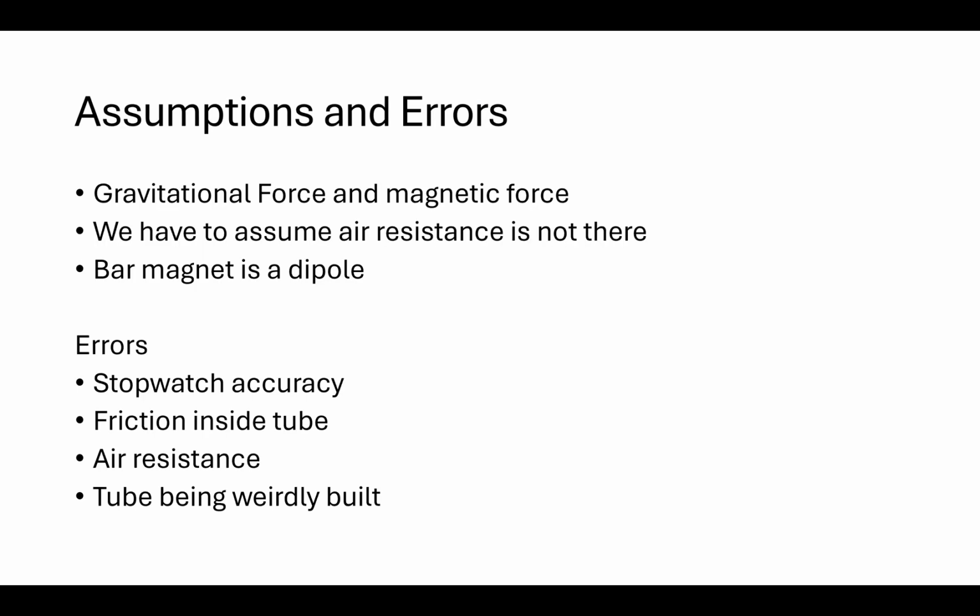For the assumptions and errors, we had to assume that gravitational force and magnetic force all played a part. We also had to assume that there was no air resistance and that the bar magnet was acting like a dipole. For the errors, we know that the stopwatch accuracy was not accurate, as humans are not the best at that. We got friction inside the tube, and while we were doing the lab, the bar magnet kept hitting the tube, and sometimes it would get stuck. So that was actually ruining our lab, and it got kind of frustrating.